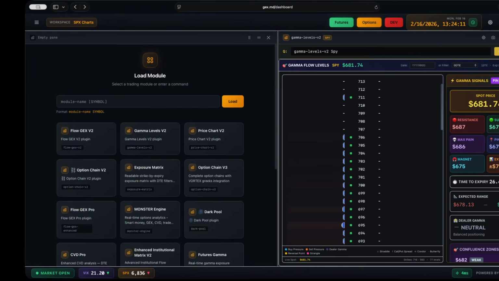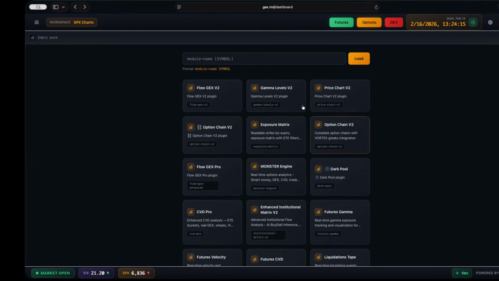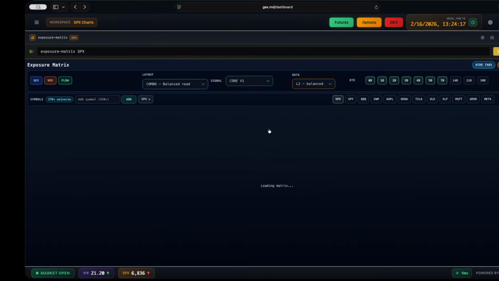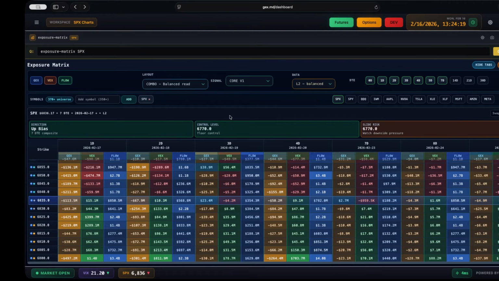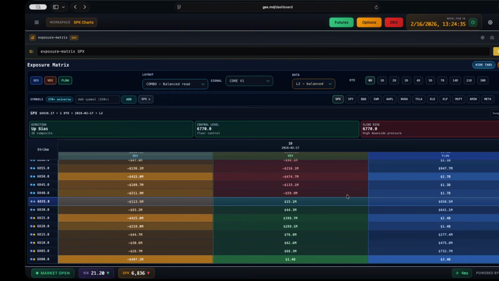Let me close this. Okay. Now the posture metrics. So this is going to tell you where the money is going. And let me remove all this DTE. And then you have different settings.